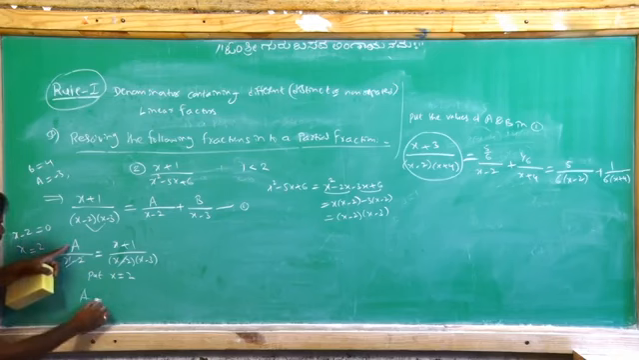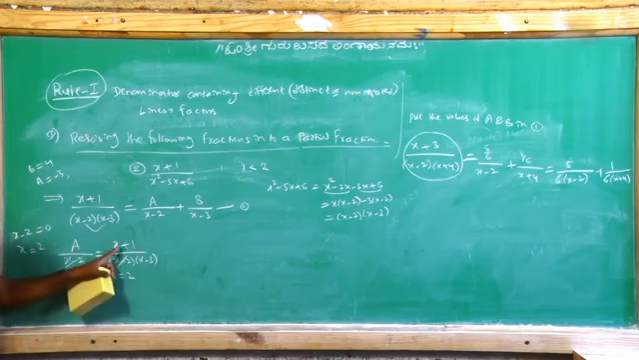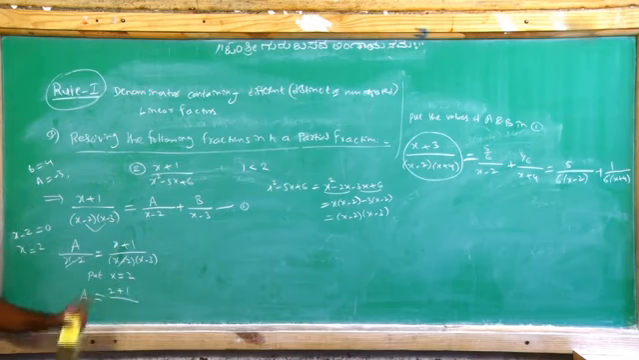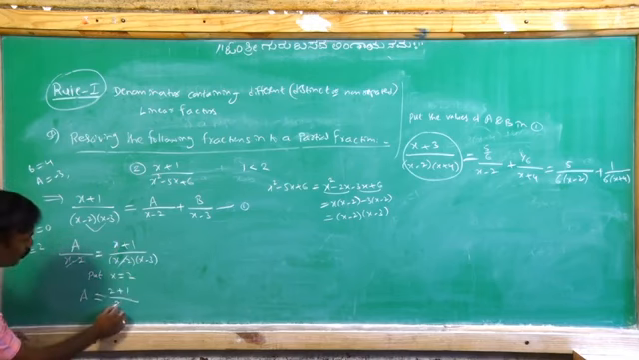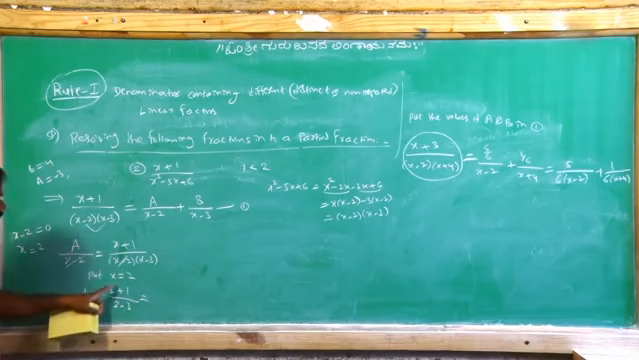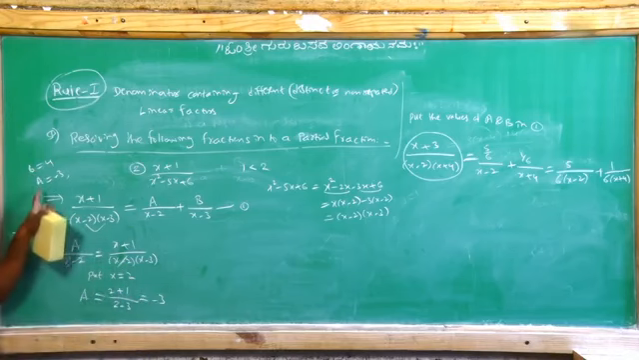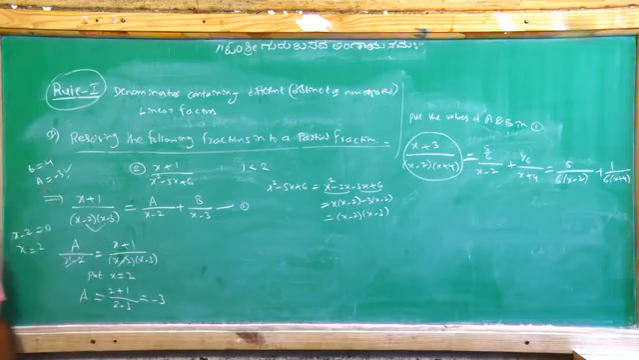Therefore a equals, putting x equal to 2, 2 plus 1 divided by 2 minus 3. So 3 by minus 1 is minus 3. The a value is minus 3, so a equal to minus 3 is correct. Next, find the b value.